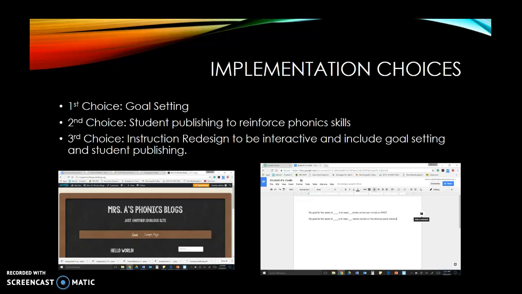If maybe they need to work on that long I, silent E skill a little bit more, so I will add that in for a review. Just things like that. The third choice was an instruction redesign to make the lessons more interactive by using technology, which includes the goal setting and student publishing pieces of the first 2 choices.